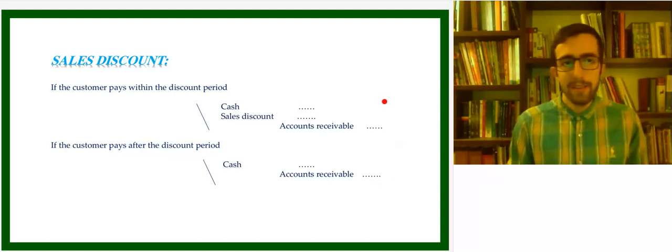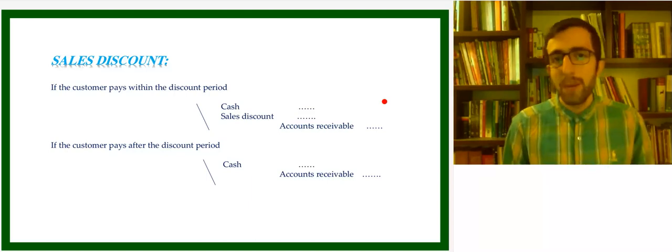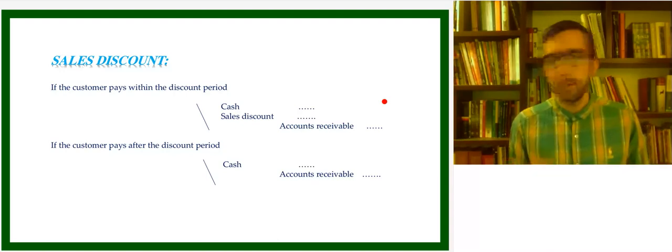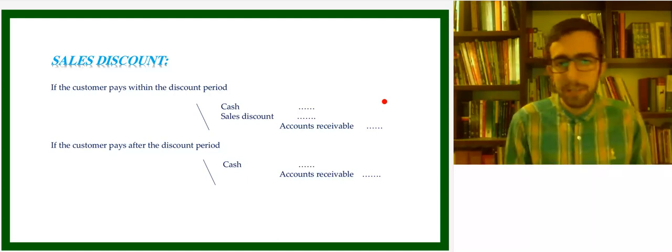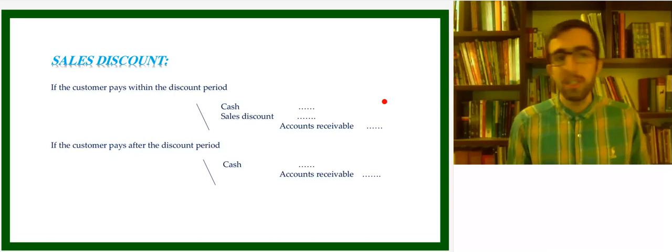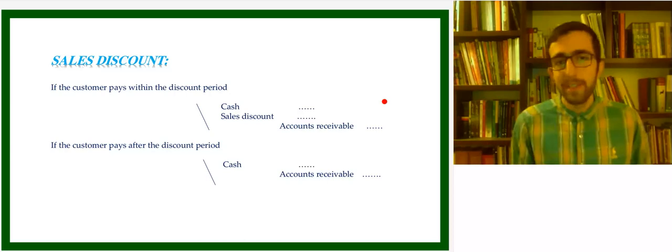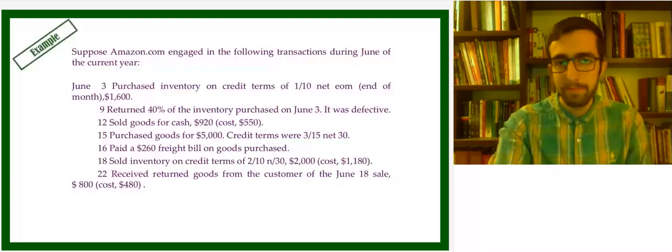But what about sales discounts? If the customer pays within the discount period, we have cash and sales discount on the debit side and accounts receivable on the credit side. But if the customer pays after the discount period, we have cash on the debit side only and accounts receivable, because the customer pays after the discount period, so we don't give him or her any discount.